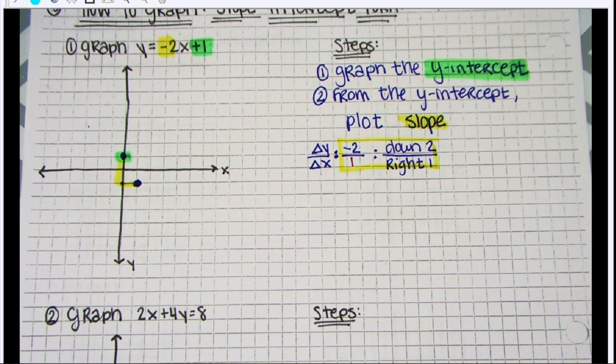Now what do I do? I just got 2 points. What should I do next? Okay, I could continue if I really wanted to. So if you want to, you can keep going down 2, right 1, down 2, right 1. All you ever need, though, is 2 points. 2 points will always make a line. So how do I make a line using those 2 points?